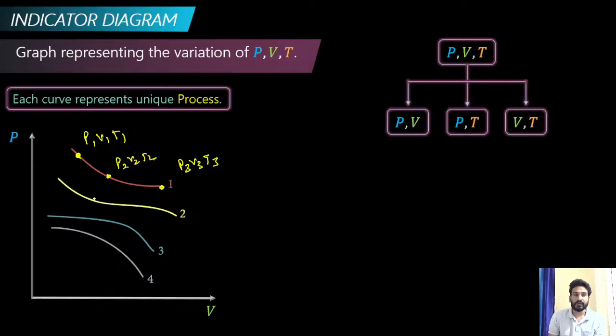Is it clear to you? So these are my processes. This curve is also showing a process. This is also a process. This is also a process. This is also a process. Is it clear to you?